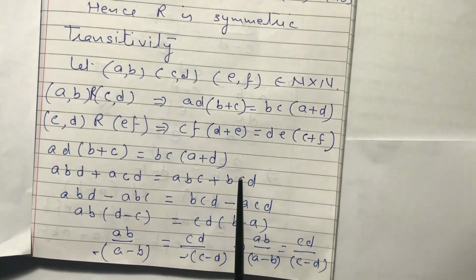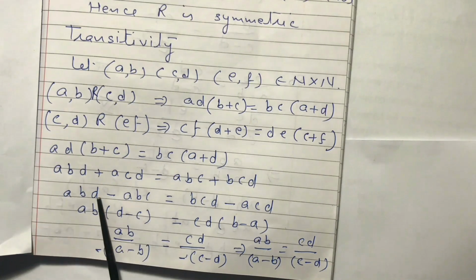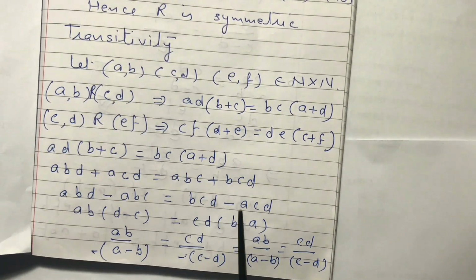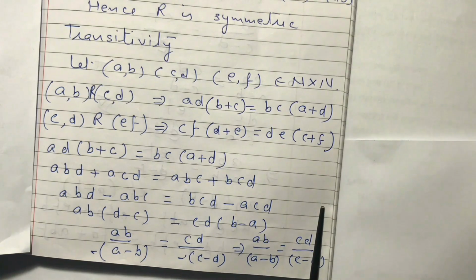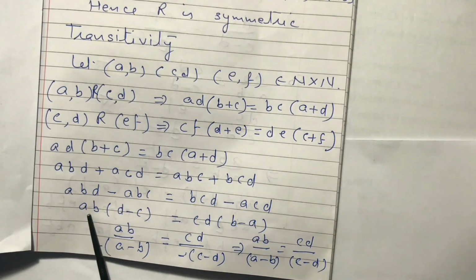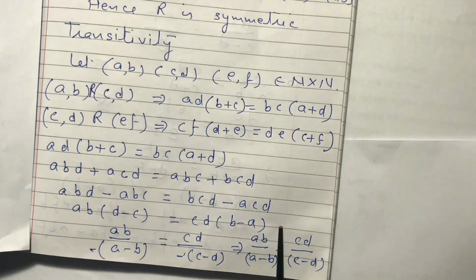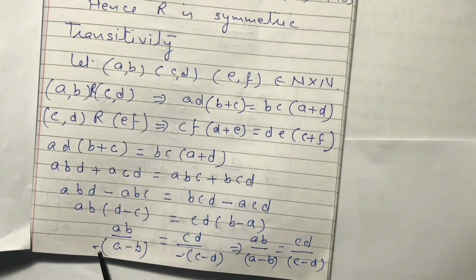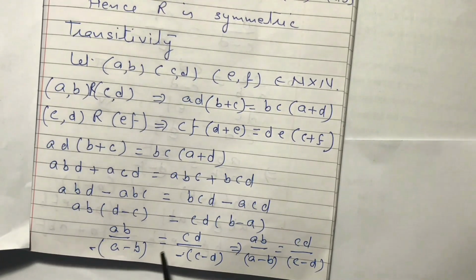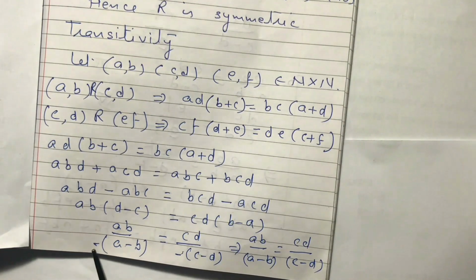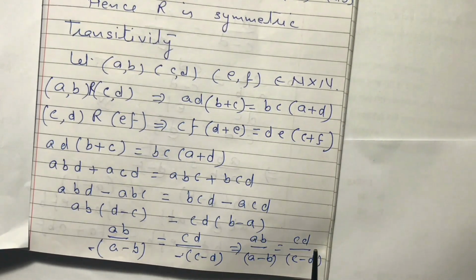Multiply these two. Take abd minus abc on one side and bcd minus acd on the right-hand side. From this take ab common: d minus c. From this take cd common: b minus a. So ab upon (a minus b) is equal to cd upon (c minus d). Minus minus cancelled, so you have this.